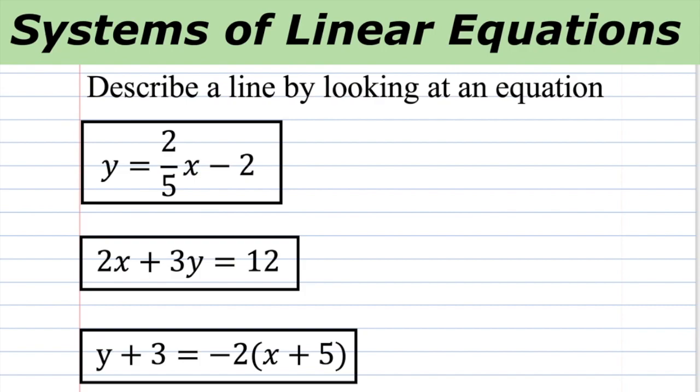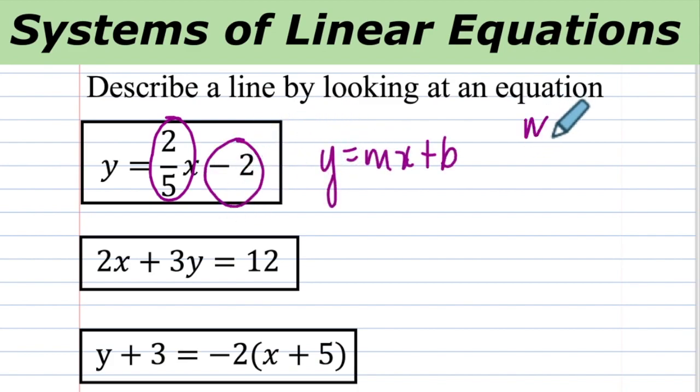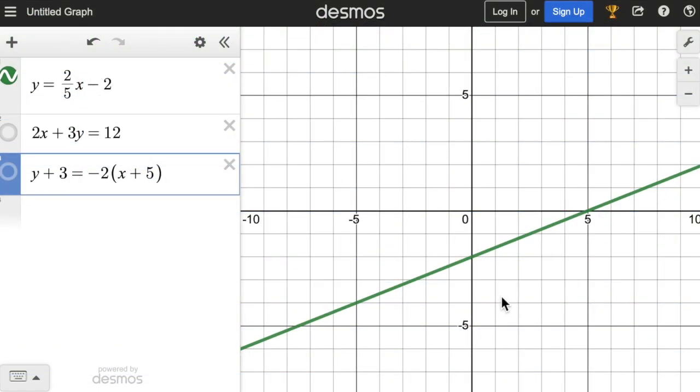We can use equations to describe lines. When equations are solved for y, we can see the slope and we can see the y-intercept. Slope here is 2/5, which means a rise up 2 over run of 5. And the y-intercept is -2, which means the point that hits the y-axis is (0, -2). Using Desmos, we can see this equation is graphed here in green, where the y-intercept is -2 and the slope is rise up 2, run over 5.